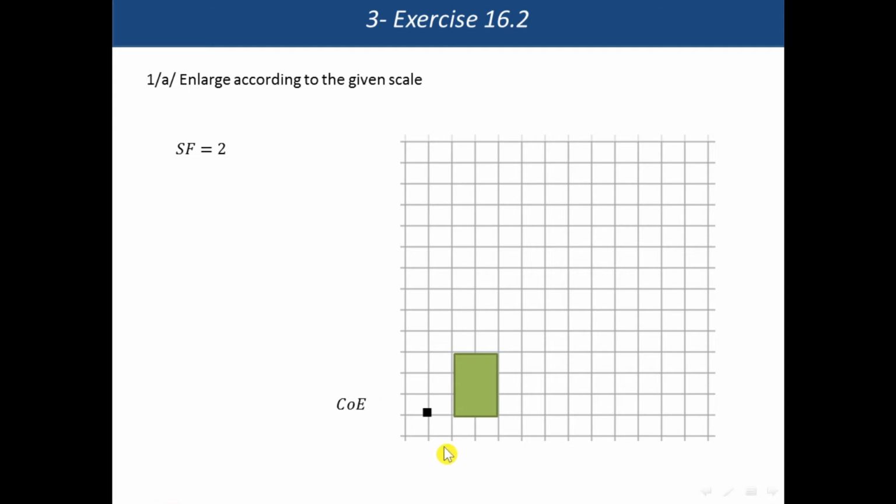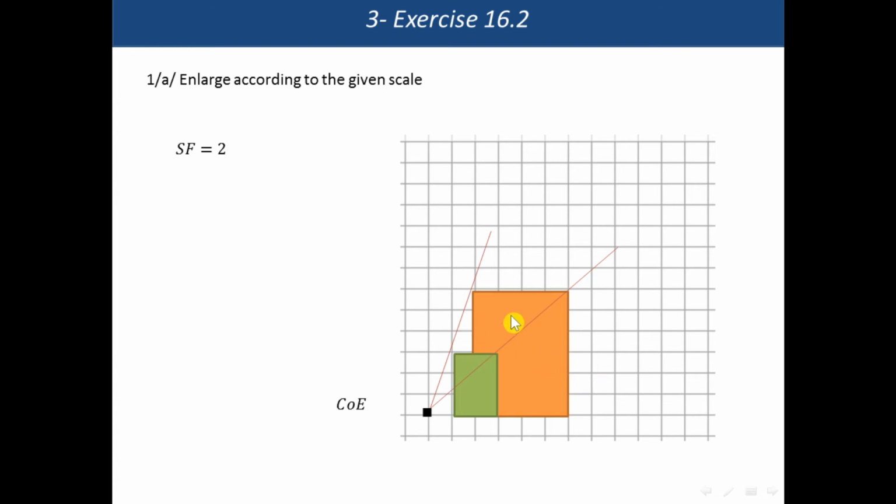Again, I choose a point on my object. It is 1 square away from center of enlargement. That means I also start my image according to the scale: 1 multiplied by 2 gives me 2. So 1, 2 from here. From here I start to draw my image, okay?